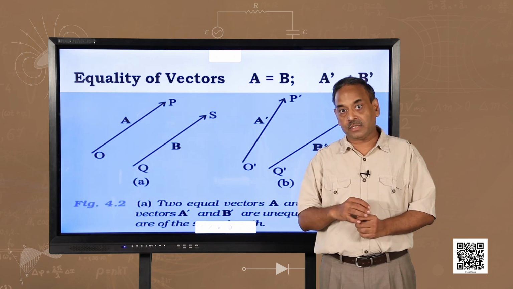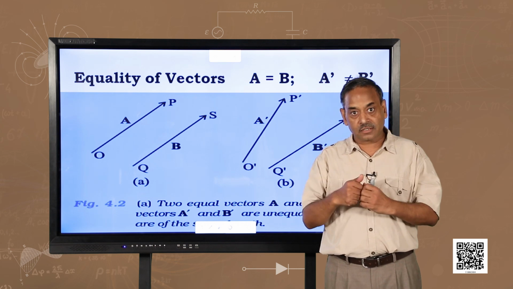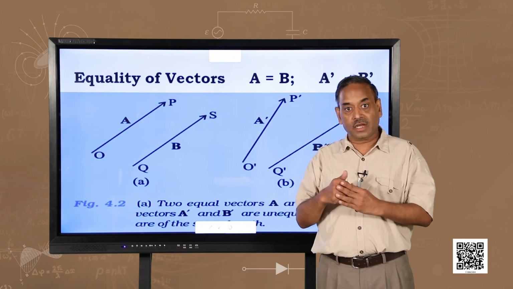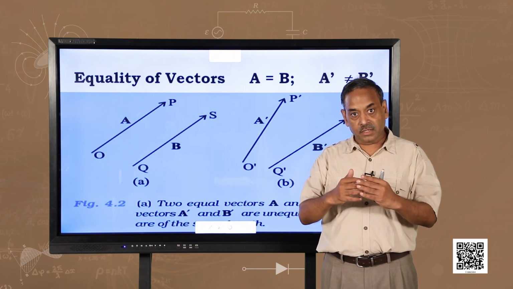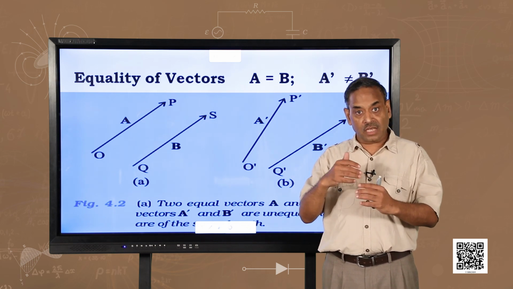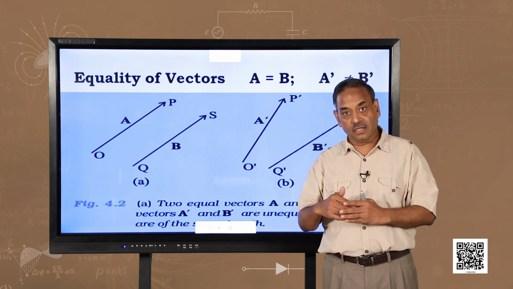I spoke that I will be telling about how to add two vectors, how to subtract two vectors, how to multiply two vectors. This multiplication of two vectors I will not be doing today. This will be done when we will be doing the chapter 7 on rigid dynamics, because that will be used there.